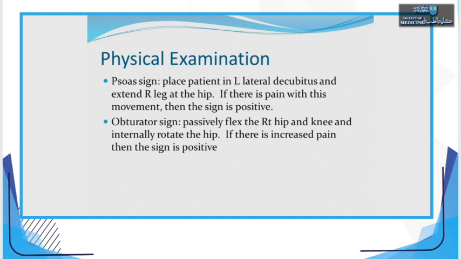To elicit the psoas sign, place the patient in the left lateral decubitus position, and then extend the leg at the hip. If there is pain with this movement, then the sign is positive, and this means irritation of the psoas major muscle. The obturator internus sign: when you passively flex the right hip and the knee and internally rotate the hip, there is exaggerated pain, and this means that the appendix is touching the obturator internus.